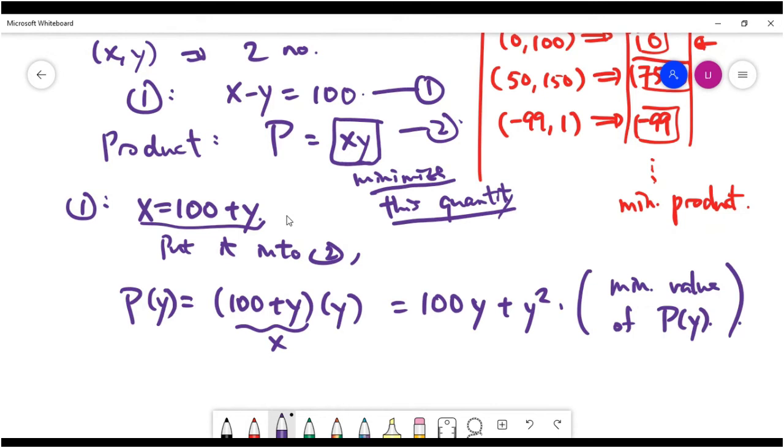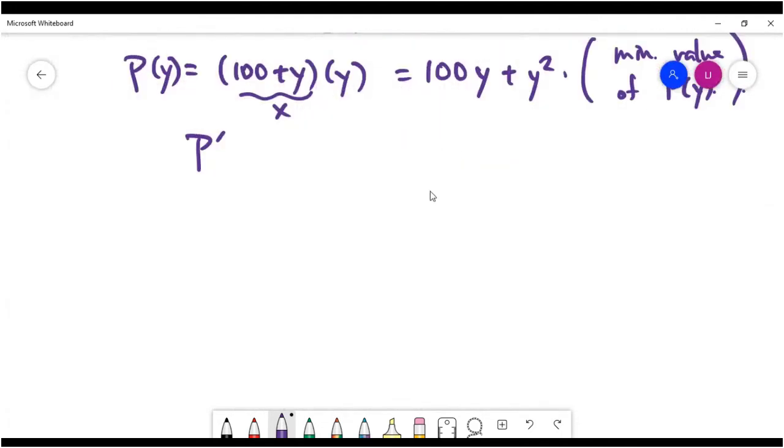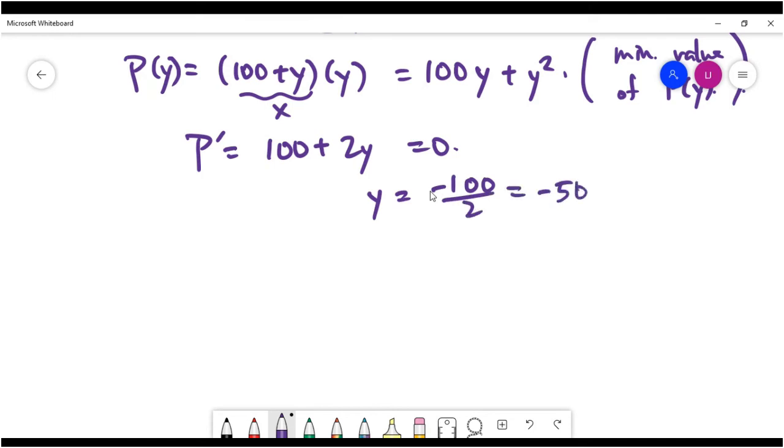And you can rely on either the first derivative test or the second derivative test to test the behavior of all these critical numbers. And we have to make the final analysis based on that. And let's look at it this way. Let's try to find the critical number first. The first derivative is 100 plus 2y. And to find the critical number, I set it to be 0, and y is going to be minus 100 divided by 2, which is minus 50.